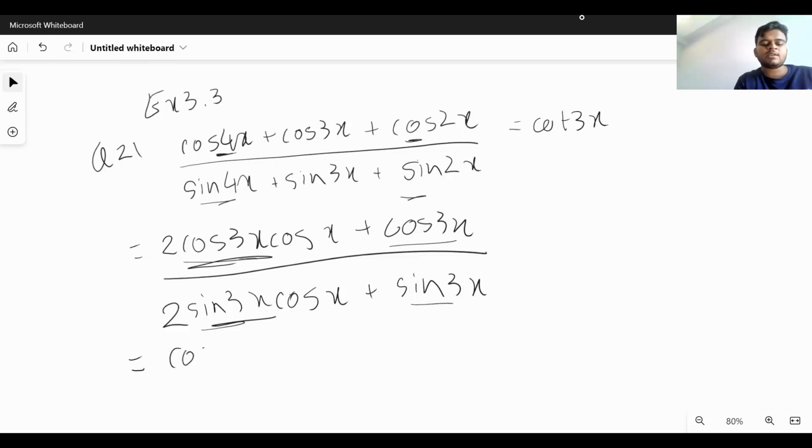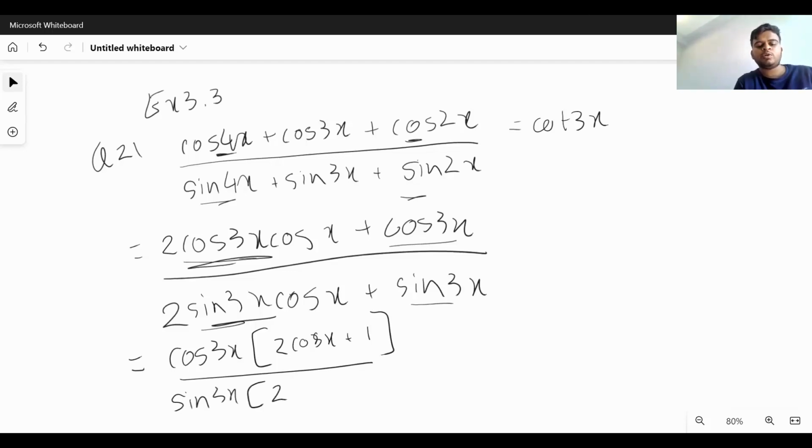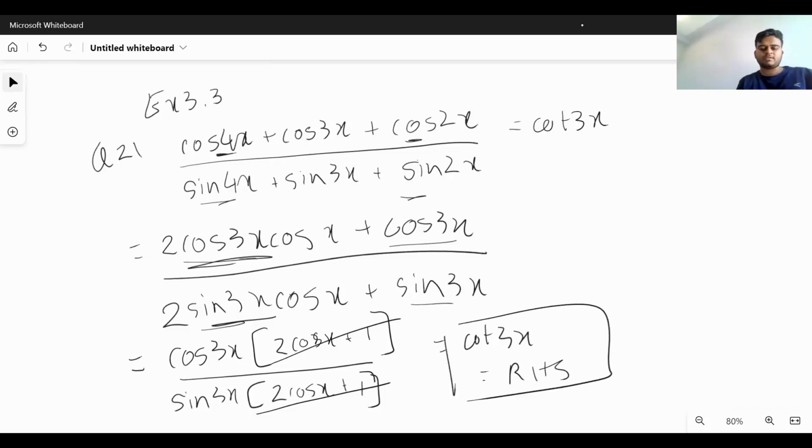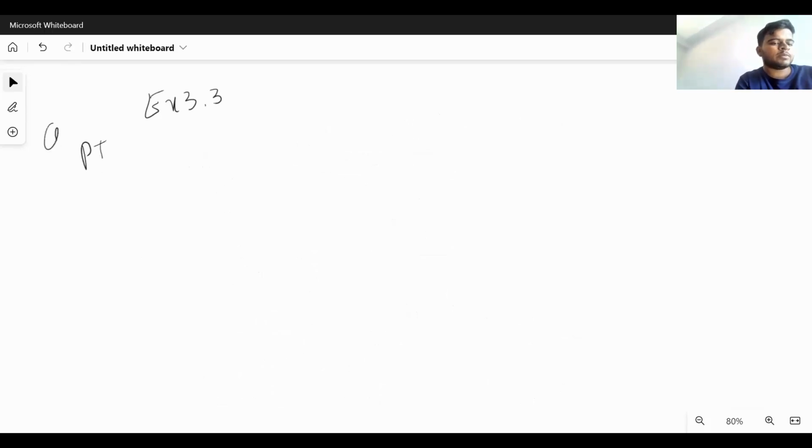So what you get is cos 3x times (2 cos x plus 1) upon sin 3x times (2 cos x plus 1), correct? This term and this term gets cancelled. What I'm left with is cot 3x, which is the RHS as well. Right, so it's solved. Moving on to the next question, we're going to solve the 22nd one. Correct? Let's try and do that. Prove that, question number 22.